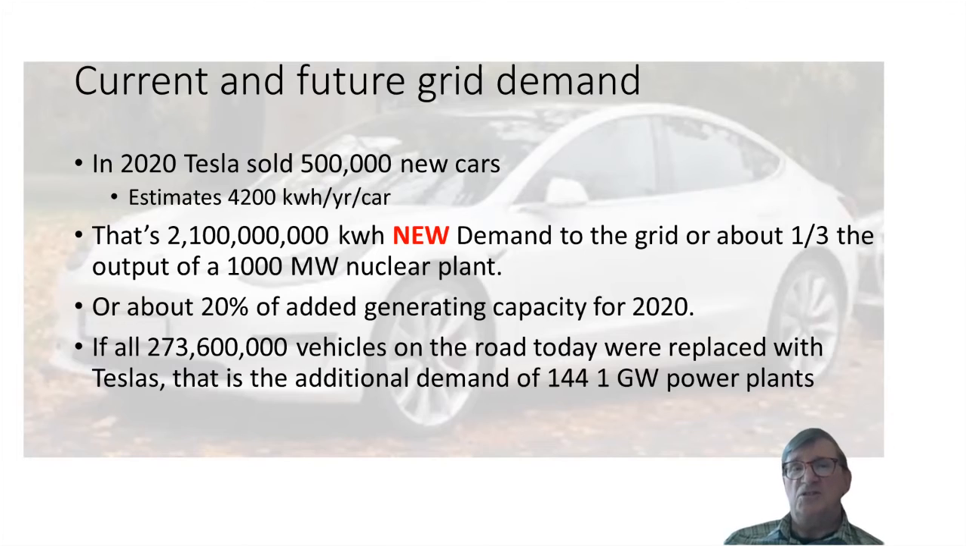Just putting that many new cars on the road in 1 year took up about 20% of the added capacity from last year. And if all 273 million vehicles on the road were replaced with Teslas, that would be the equivalent of 144,000 megawatt, or 1 gigawatt, power plants. And those are the big power generating stations you see.